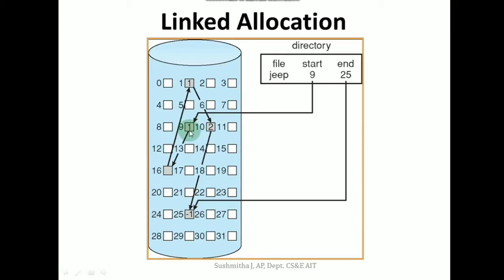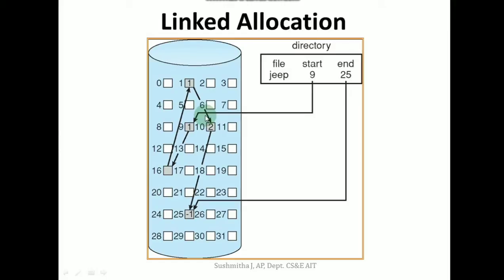In a file, if I am interested in a particular part of the file, let me say I want to access block number 10. Probably it is not possible due to the linked fashion that it has. That is, if I have to access block number 10, I will have to make the traversal from block number 9 to 16 to 1, and only then I am able to access block number 10. It does not support random access or direct access.